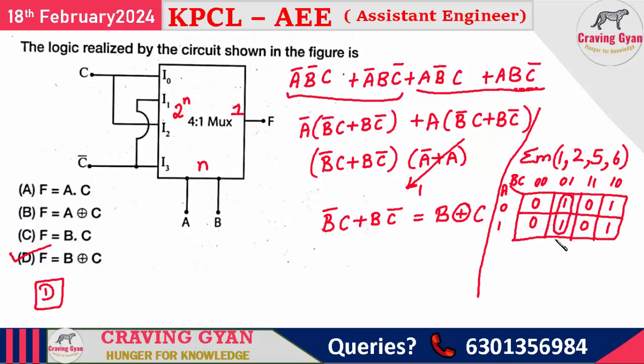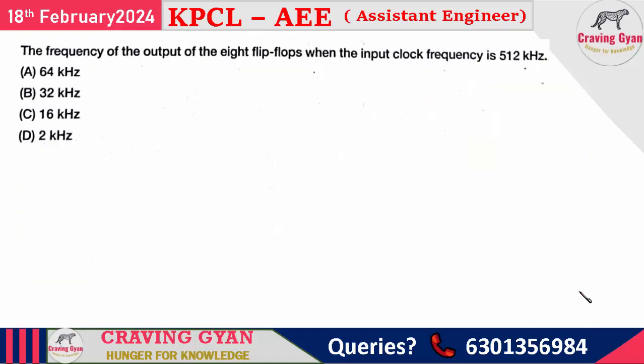Now look at the things. What is the corresponding value? It is B bar C. What is the corresponding value? It is B C bar. Plus. So the value of F will be equal to B bar C plus B C bar, or I can write it as B XOR C. Very, very important. And next question.